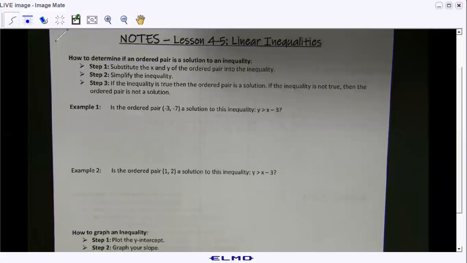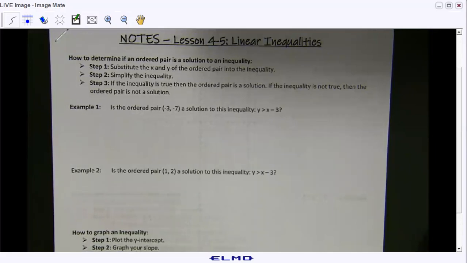Lesson 4-5 is linear inequalities. So we have been studying systems of equations, and we need to study systems of inequalities. But before we can get to that point, we have to know how to graph and read an inequality. Now, we've already learned how to read it. We've actually already learned how to check them. So our focus today is on how to graph them.